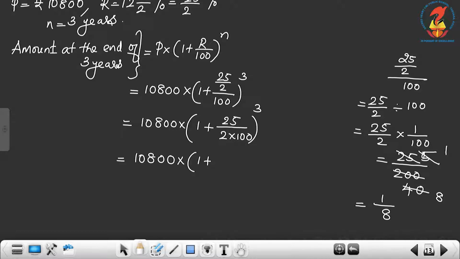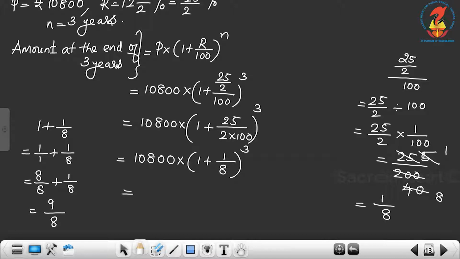Do the calculation separately, then come and substitute here. So 1 plus 1/8 whole raised to 3. What is 1 plus 1 by 8? 1 we can write as 1 by 1 plus 1 by 8. 8 is the LCM. So we can write 8 by 8 plus 1 by 8, which is equal to 9 by 8. So 1 plus 1 by 8 means it is 9 by 8.